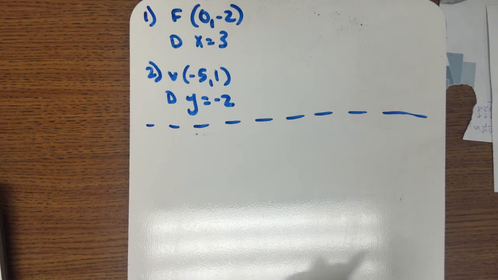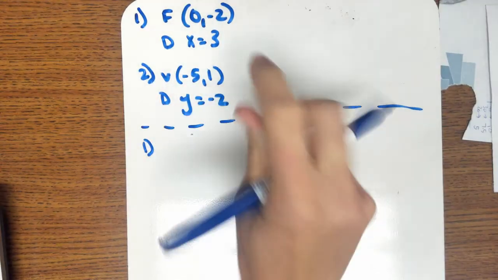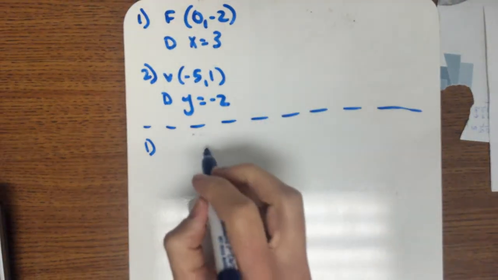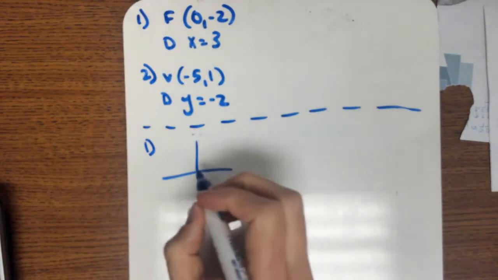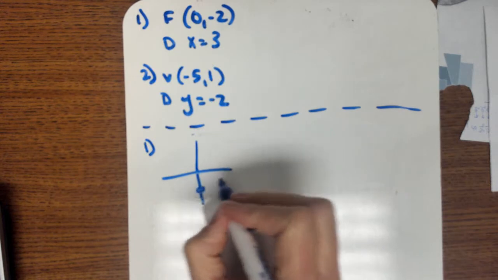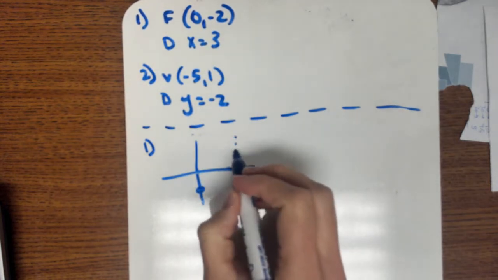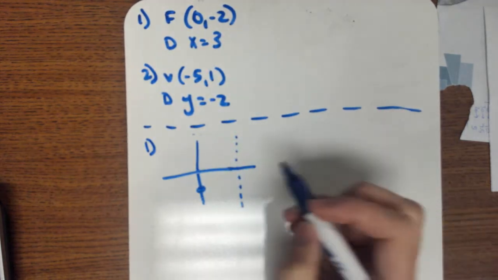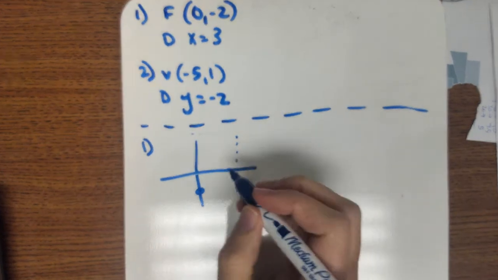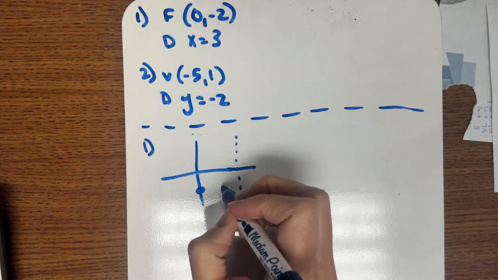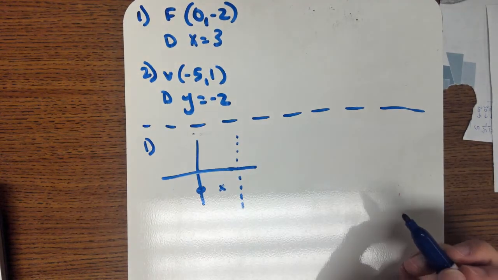We've got two more examples of parabolas. The first one's going to give us the same pieces of information but with different values. So I've got a focus at (0, -2) and a directrix at x equals 3. So that's a vertical line going through x equals 3. Focus, directrix, that means the vertex falls in the center of those.